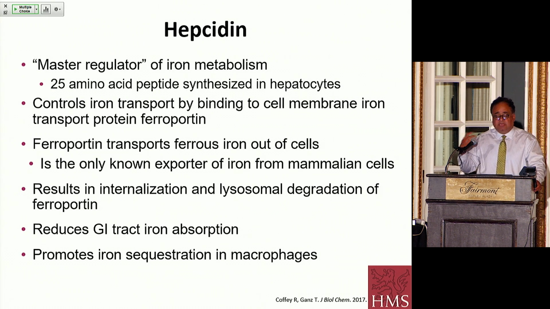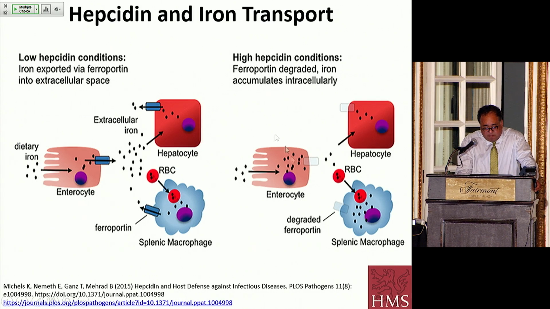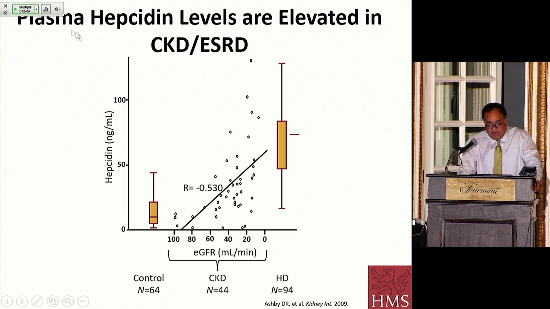So hepcidin is an important compound. And I'm not going to share with you too much of this other than saying that you can see what happens in low hepcidin conditions on the left-hand side of your screen and high hepcidin levels on the right-hand side. And you see that the three cells that it's targeting are the enterocyte in the gut, the hepatocyte in the liver and splenic macrophages, obviously in the spleen, and movement of iron is now regulated, and it depends really on hepcidin levels. But the key issue to also take away is that plasma hepcidin levels are elevated in CKD and ESRD.